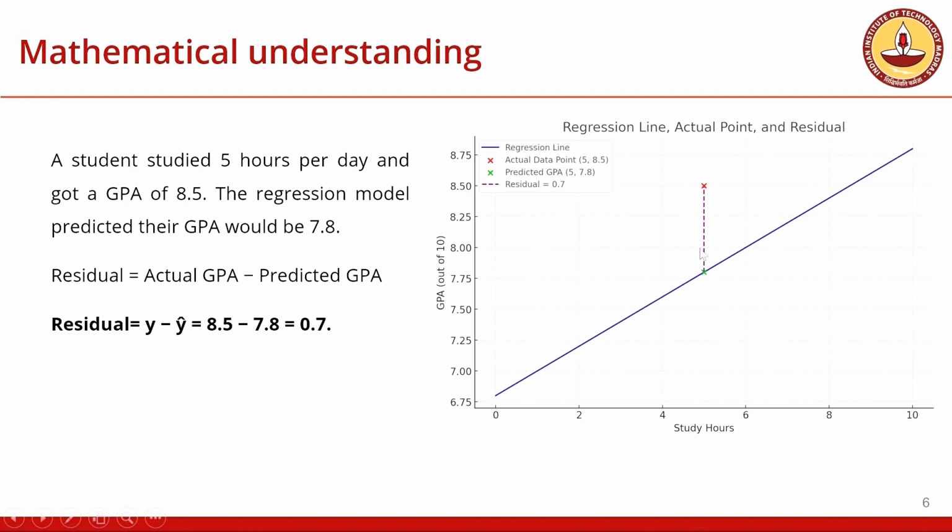The difference is 8.5 minus 7.8, that is 0.7, which is the actual residual. That is the difference between the actual GPA and the predicted GPA. And the next slide will be about the history of residuals, which will be discussed by my colleague.